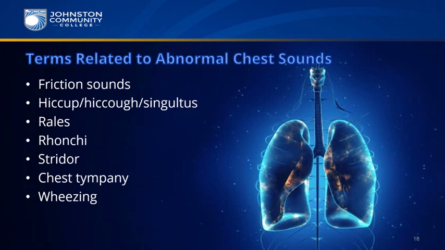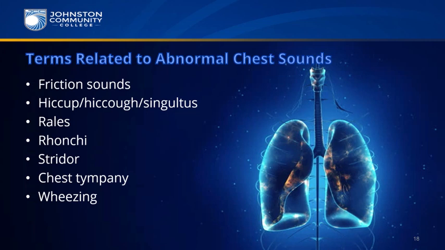Now let's look at some terms related to abnormal chest sounds. So friction sounds are those that are made by dry surfaces rubbing together. A hiccup is a sound produced by the involuntary contraction of the diaphragm, followed by rapid closure of the glottis, which is the opening between the vocal cords. Rales, which is also called crackles, are discontinuous bubbling noises. Rhonchi are abnormal rumbling sounds caused by airways blocked by secretions or muscle contractions.